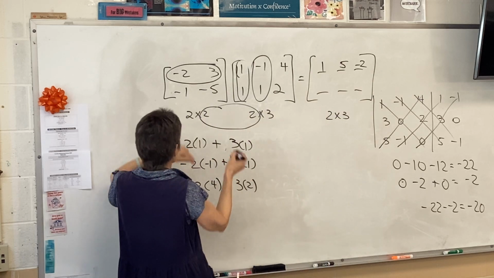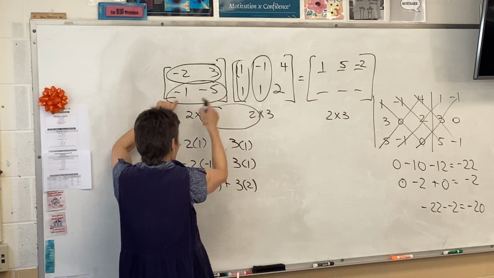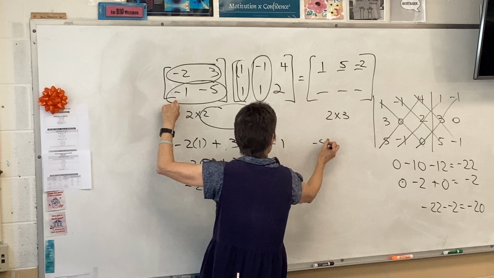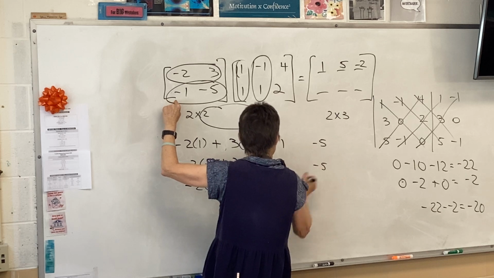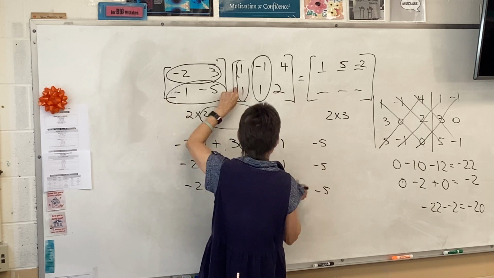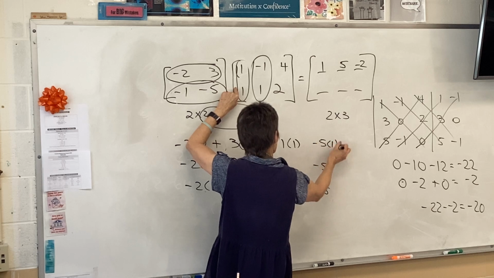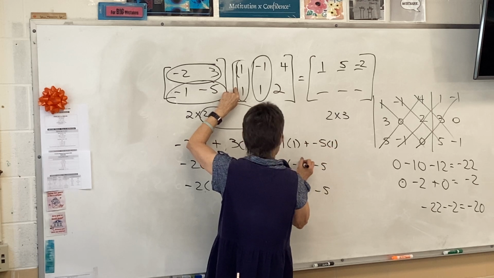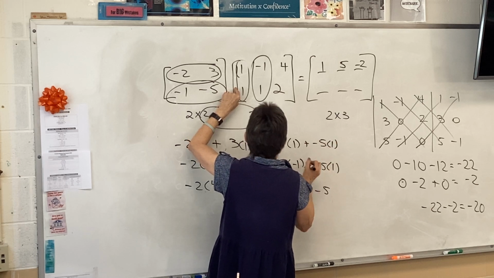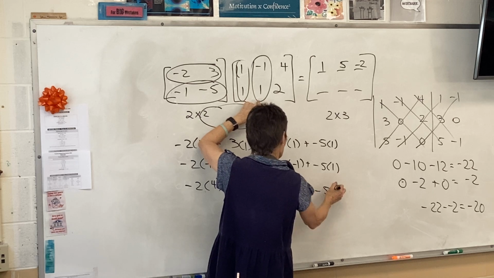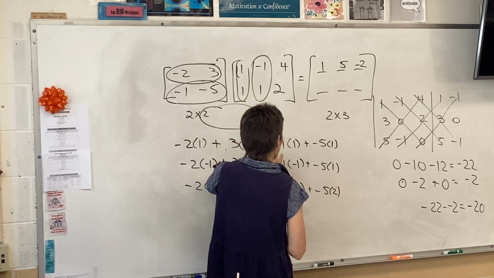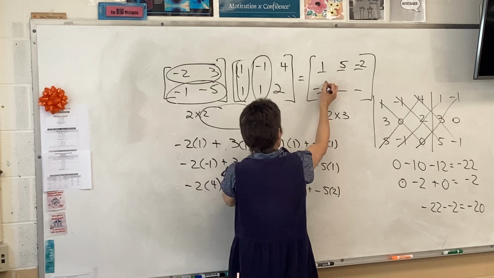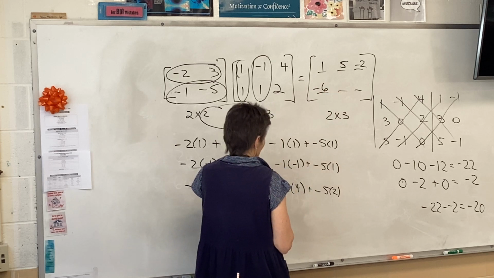And then I turn around and repeat, but use that row, so -1, -5, times 1, 1 first. And then -1, 1. And then 4, 2. So that works out to be -6.